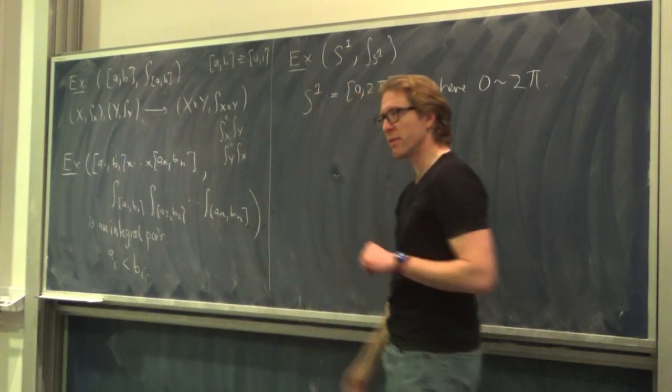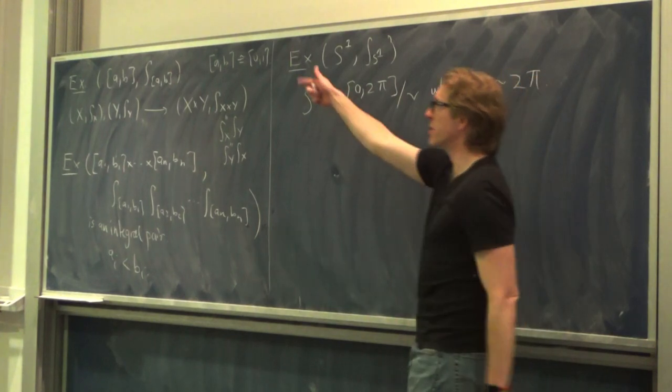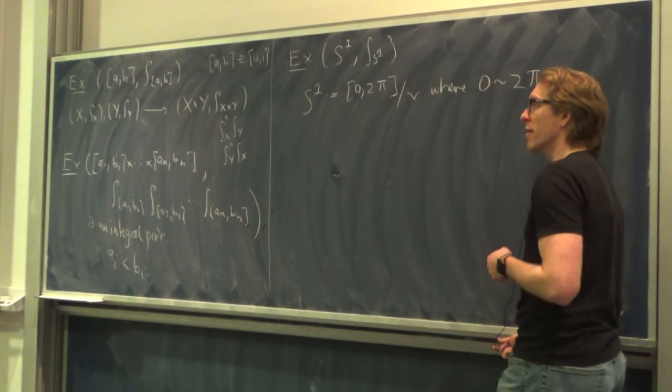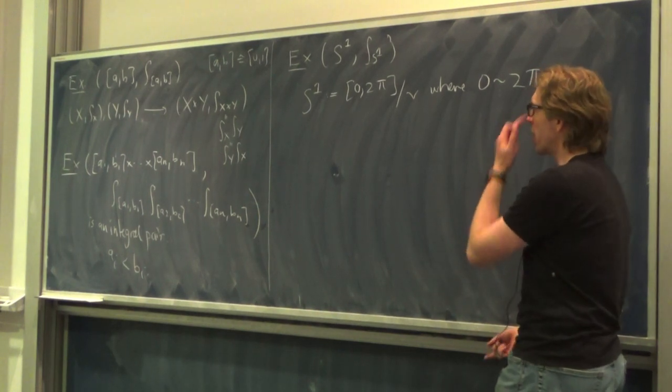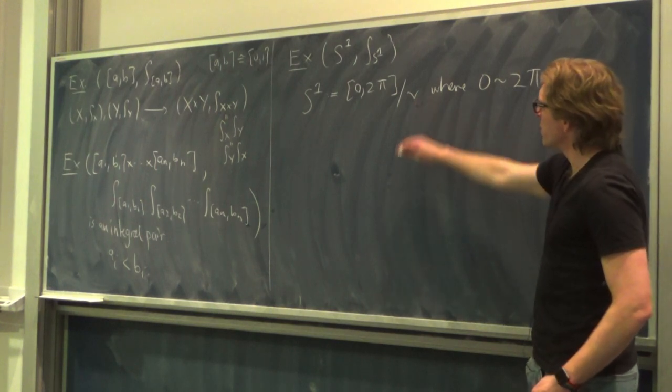Even though the topological spaces are homeomorphic, that doesn't mean that integral pairs are all the same if you fix an interval. There's more than one integral pair with the same underlying topological space. Okay, all right, anyway, so I'm allowed to fix this to be my choice of S1.